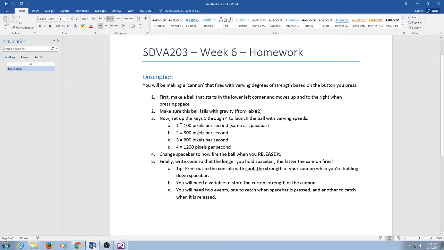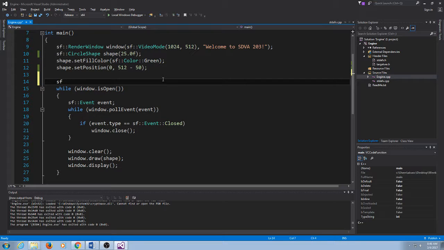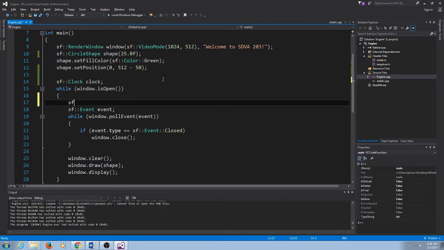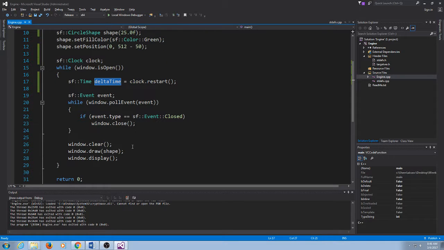But I was specific on part number 3 and how fast I wanted it to go. So this required you to use the concept of delta time to incorporate into your movement so that you could actually specify exactly how fast you want your ball to move. And always this starts with having a clock object, which will maintain our time, as well as delta time, which keeps track of how much time has passed between each frame.